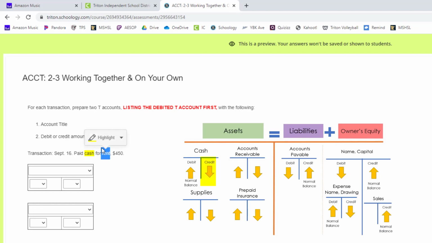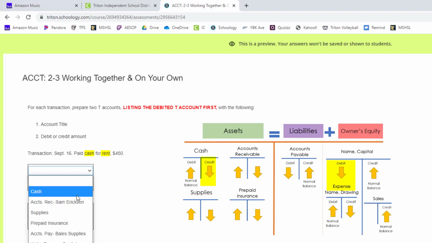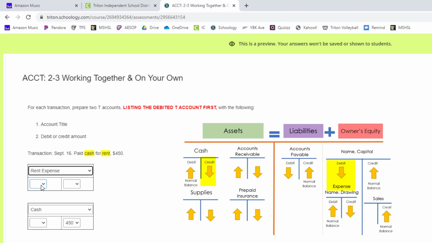The September 16th transaction says paid cash, that is my first keyword, for rent is my second keyword. Paying cash is a decrease, and that is a credit. So cash goes on the bottom, credit goes on the right. That means my rent, which the account title is rent expense, is going to be a debit on the left.